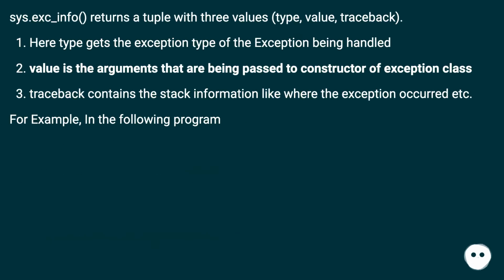sys.exc_info returns a tuple with 3 values: type, value, traceback. Here type gets the exception type of the exception being handled, value is the arguments that are being passed to the constructor of the exception class, traceback contains the stack information like where the exception occurred, etc. For example, in the following program.